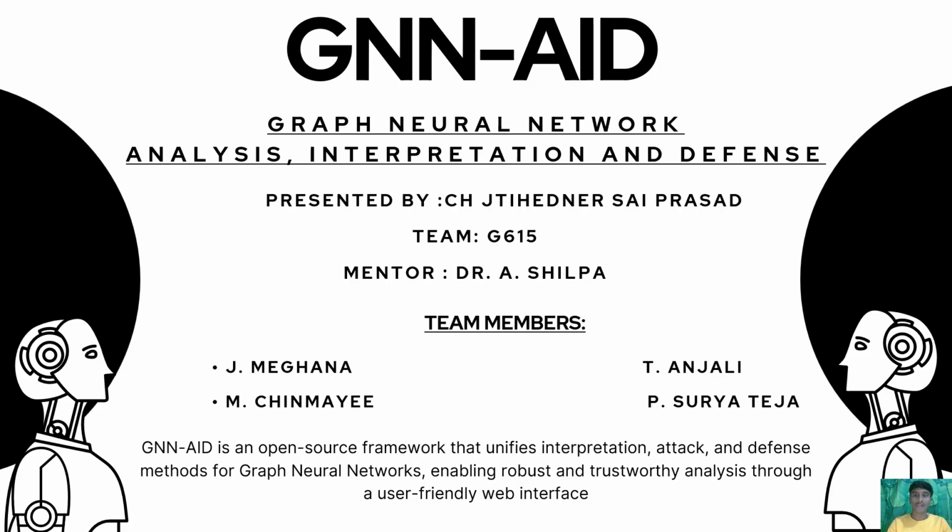GNN stands for Graph Neural Network and AID stands for Analysis, Interpretation and Defense. Giving you a brief about GNN-AID: it is an open source framework that unifies interpretation, attack, and defense methods of a graph neural network, enabling robust and trustworthiness analysis through a user-friendly interface.